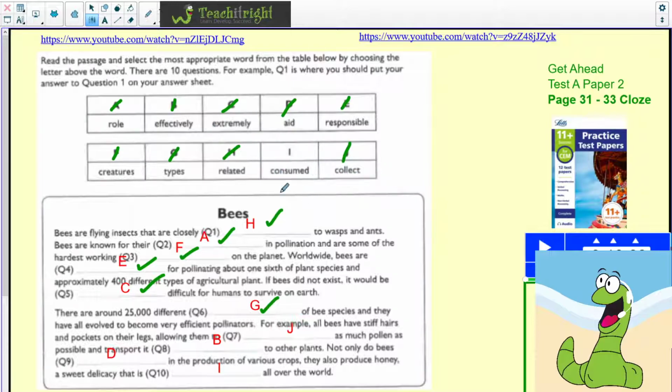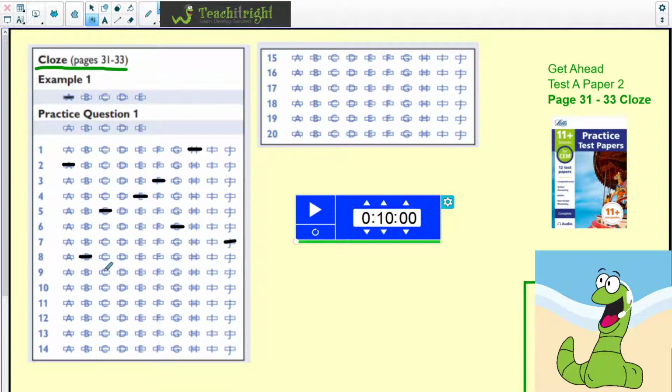Sometimes they do give you extra words, but I think in this case, we are going to use every single one. A sweet delicacy that is something all over the world, and that is consumed. In other words, ate all over the world. So D and I are our answers there. So let's just mark those off. D and I. So that's the answers for all 10.